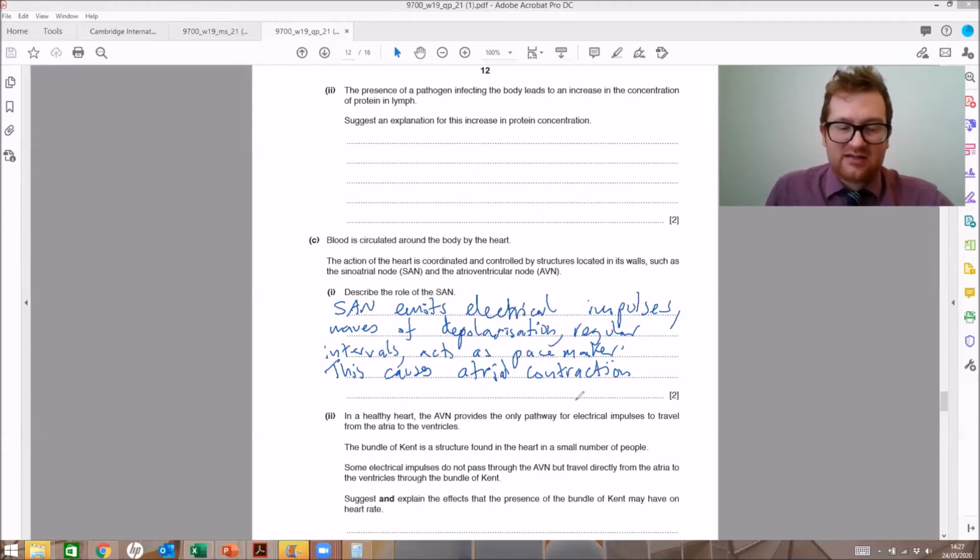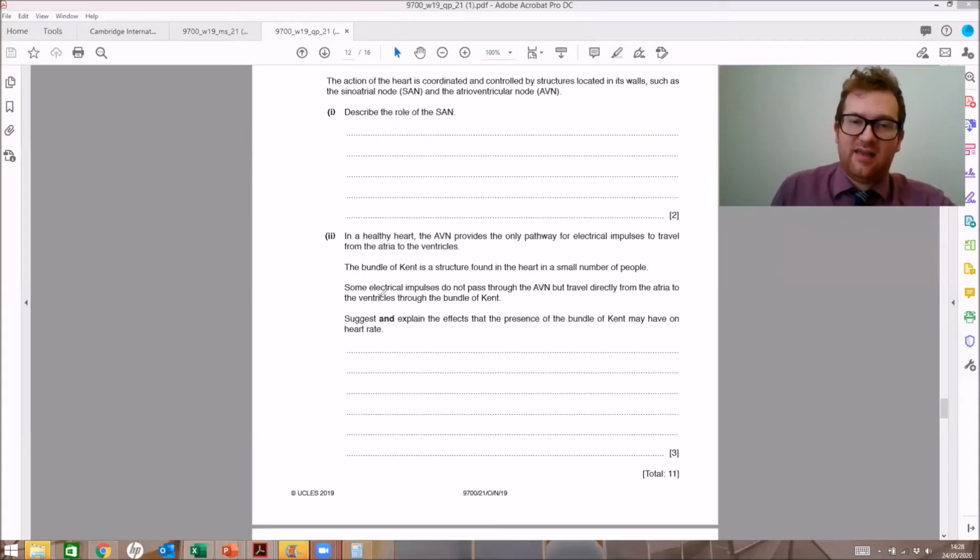Next. In a healthy heart, the AVN provides the only pathway for electrical impulses to travel from the atria to the ventricles. The bundle of Kent is a structure found in the heart in a small number of people. Some electrical impulses do not pass through the AVN, but travel directly from the atria to the ventricles through the bundle of Kent. Suggest and explain the effects that the presence of the bundle of Kent may have on heart rate.